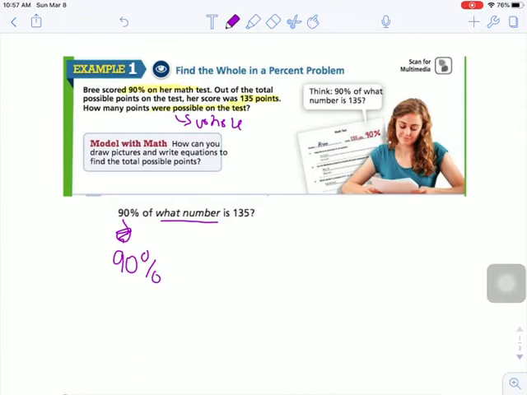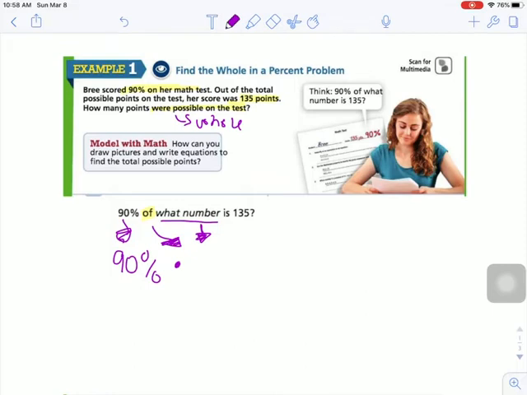So first I want to highlight this word of here. What operation do we know of means? What can I put here for my operation? So by now we should know that of means to multiply. So I'll put my little multiplication dot there. Of what number? And we need to think about when this is saying what number, we don't know what this is. This is an unknown. We have no idea what the total possible points in the test were.